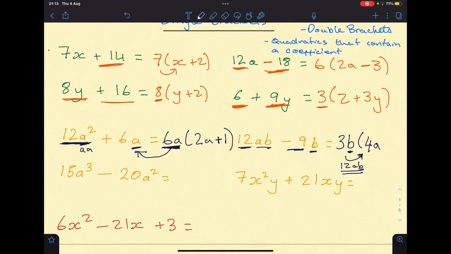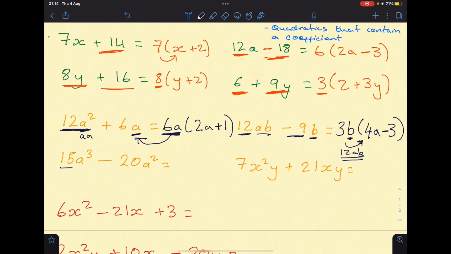And then what do I multiply 3b by to get minus 9b? So deal with the numbers first. So 3 times something is minus 9. That would be minus 3. And then we've already got the b. So that's my final answer. Okay, next one.